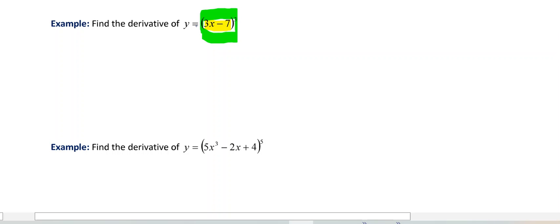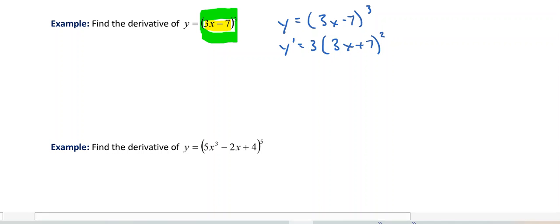So what we want to do is, let me rewrite this, y is equal to 3x minus 7 cubed. We're basically going to use the power rule here. We're going to bring down the exponent 3, and then we are going to write the inside function, and then we are going to reduce the power by 1. That is the power rule. And then the chain rule part is when we tack on to the end the derivative of the inside function, which in this case is just 3.